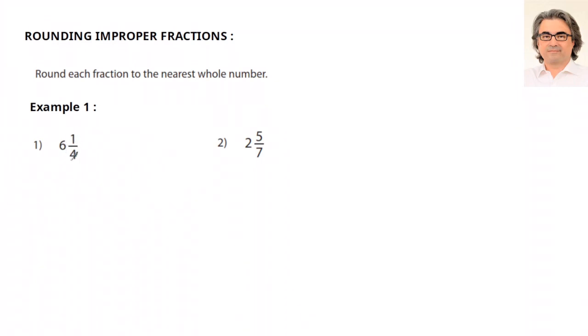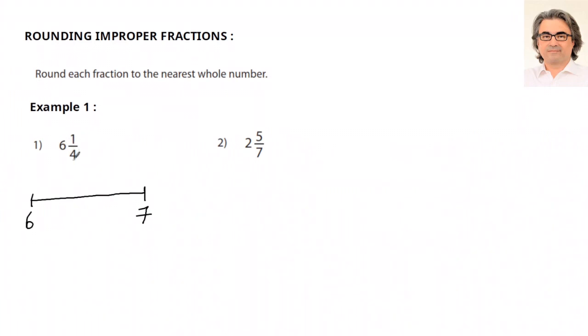For example, 6 and 1 over 4 is greater than 6. So this fraction is between 6 and 7. This is 6, this is 7. Now 1 over 4 will decide where this fraction is closer or nearer, 6 or 7.